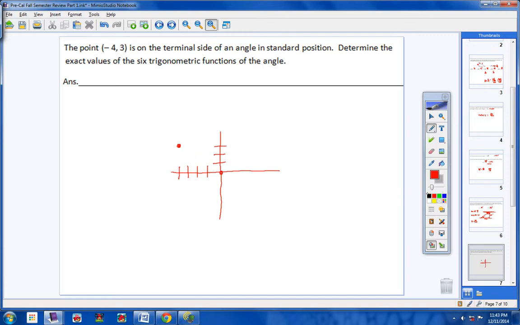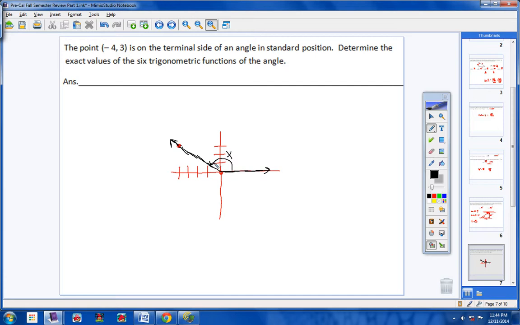So here's the angle. I'm going to switch colors here. Here's the angle in standard position. It starts here, and then it goes up to here, right here. Angle right there. Okay, now determine the exact values of the 6 trig functions of the angle. So please listen to me carefully, students. Here's the angle. We're going to call it x. We're trying to find the 6 trig values of that angle x.